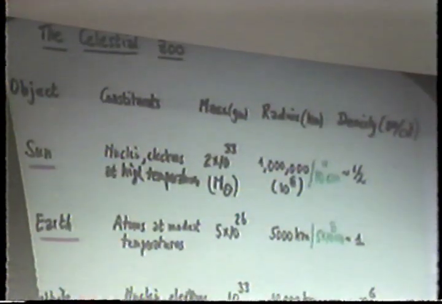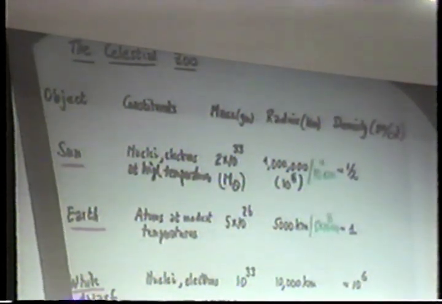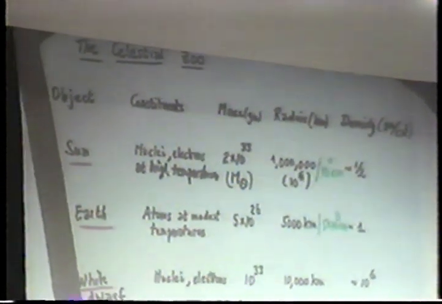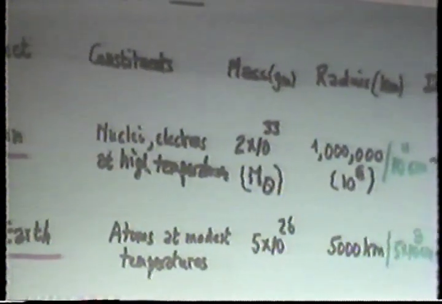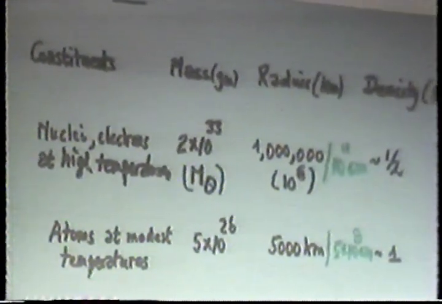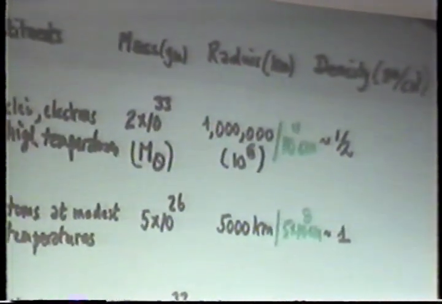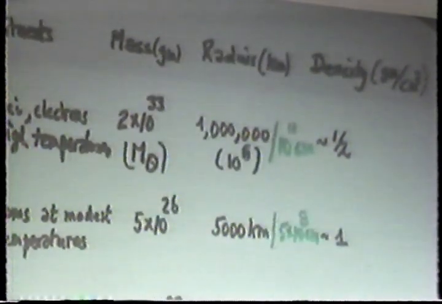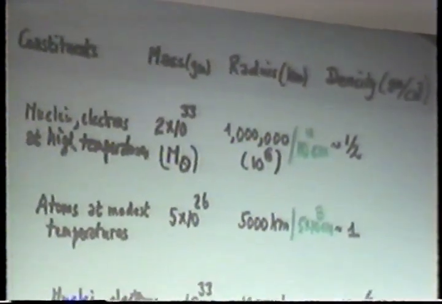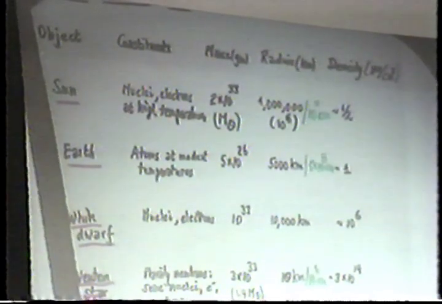Well, what's up there? What's up there is the sun, our nearest star, responsible for all of us. It's got nuclei and electrons at very high temperatures. It's big, 2 times 10 to the 33 grams. Quick calculation: I've got 10 to the 27th electrons in a gram, then the sun must have something like 2 times 10 to the 60th electrons in it. Big object, as we know. Radius about 10 to the 11th centimeters, 10 to the 6th kilometers. Again, it's convenient to measure astronomical objects in kilometers. That saves writing a whole set of factors of 10, a kilometer being 10 to the 5th centimeters, 1,000 meters.